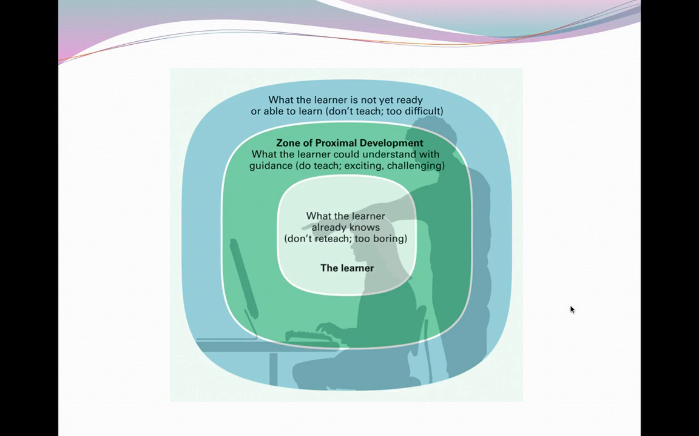And then the zone of proximal development. The zone is really what the learner could understand with guidance. Is it exciting? Is it challenging? What does our learner already know? So, for instance, if you get signed up for a math class and they're still on simple addition and multiplication, you're like, yeah, I kind of already know this, right? That would be really boring. And you'd be like, okay, why am I here? I'm wasting my time. We've probably all sat in something where we thought, okay, I'm just wasting my time here.